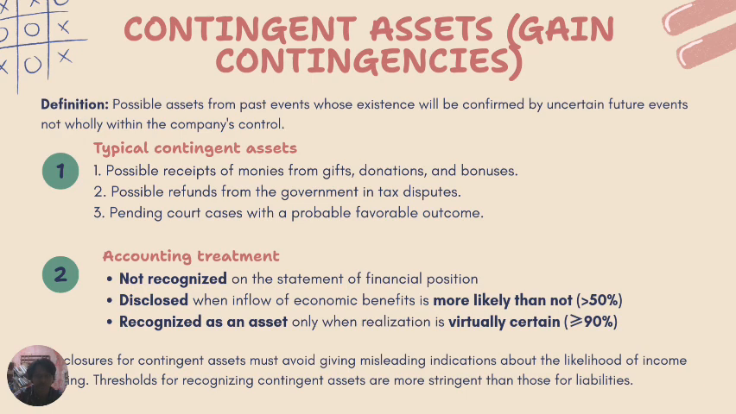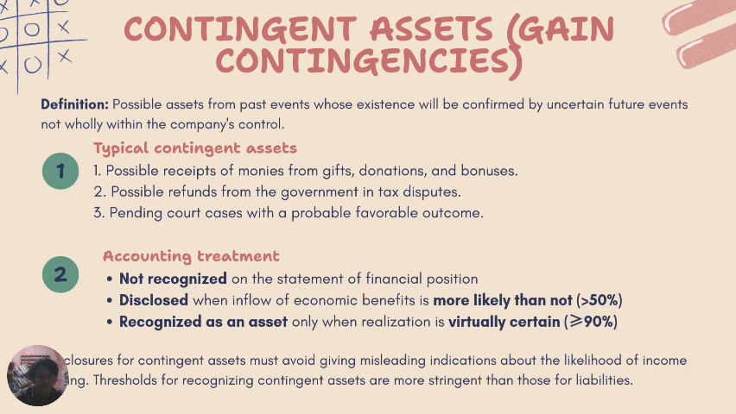There are typical examples of gain contingency, like a possible receipt from a gift or donation, a potential tax refund from a dispute, or a pending lawsuit that the company is likely to win. So the rules for contingent assets are stricter than for liabilities. Why? It's because accounting is conservative, so we should not be overly optimistic about reporting uncertain gains.